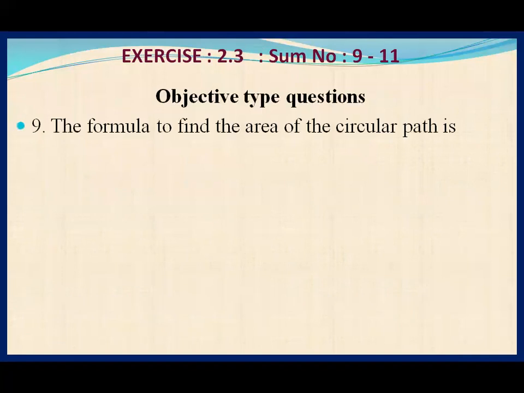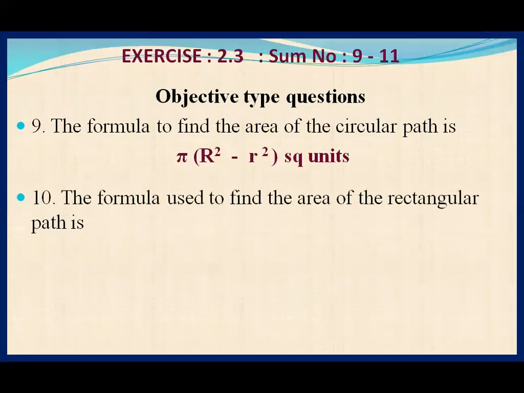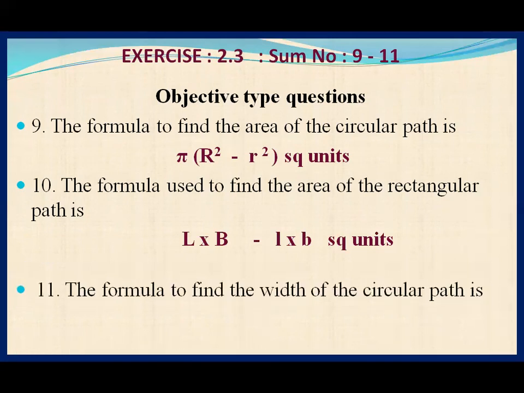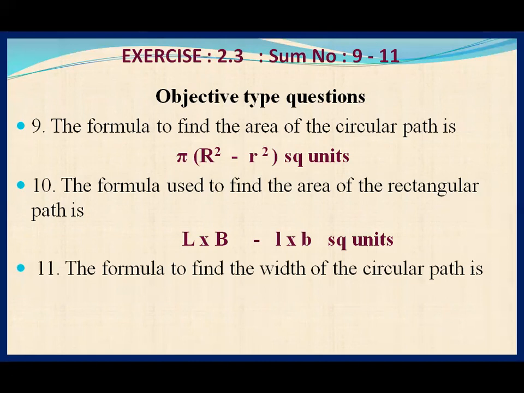Now let's move on to the objectives. The formula to find the area of the circular path is, yes, you all are right, pi R squared minus r squared square units. The formula to find the area of the rectangular path is area of the outer rectangle minus area of the inner rectangle, which is length into breadth minus length into breadth. The formula to find the width of the circular path is outer radius minus inner radius.